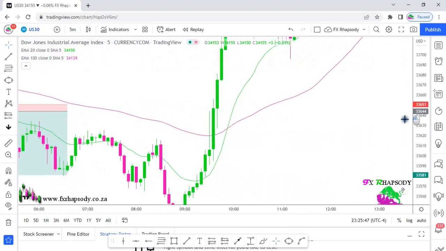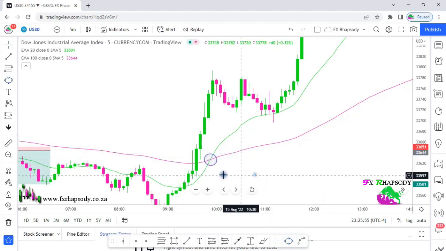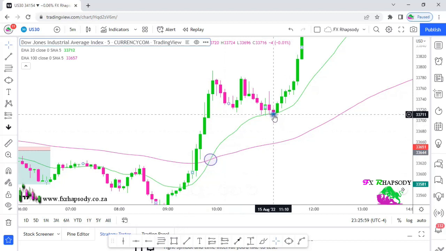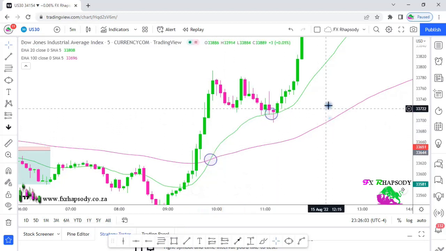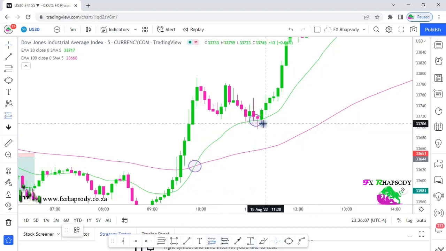Over here, let's have a look. Rejecting the line, or crossing the lines of the two EMAs. I'm just doing these examples to show you, but guys, it's not that this doesn't work. It does work. You have multiple rejections on this line. There we go, that's the last one. And then bam.